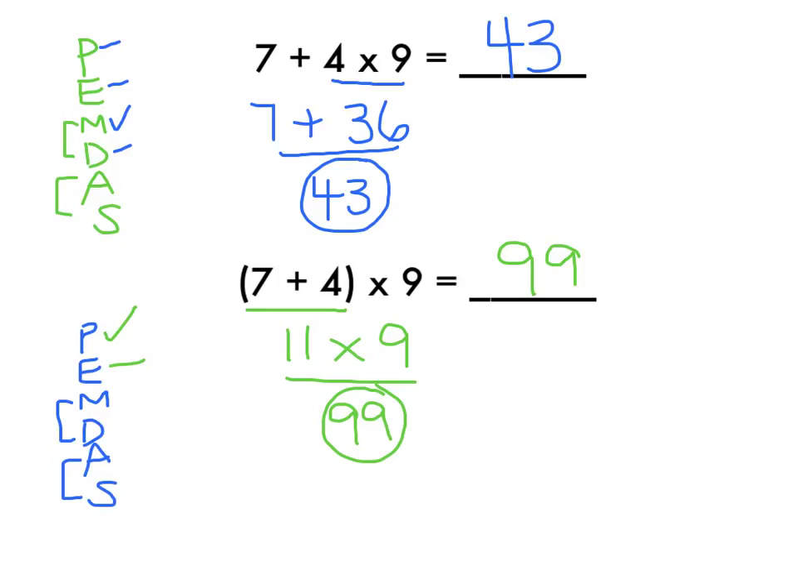As you can see, there's a big difference between this problem, where there's no grouping symbols, and this problem where there are. It changed the outcome and it changed our solution. But in both cases, we practiced following the order of operations. So grouping symbols can really make a difference in how you go about solving.